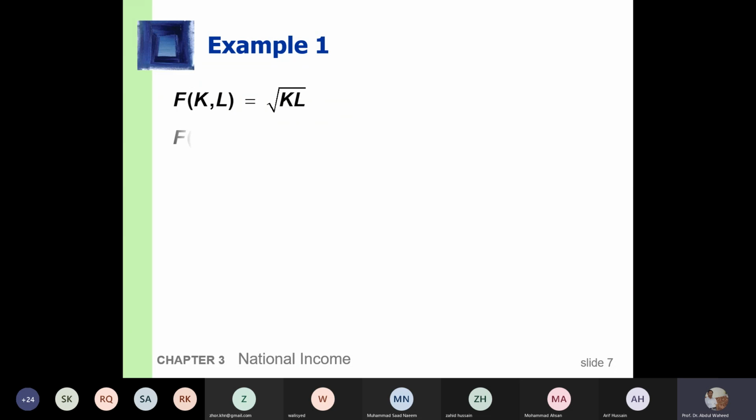We are increasing K by ZK, and L by ZL. Now, this is the output, Y equals F(K, L). Then the question is, by how much will this output increase? I increase K by ZK and L by ZL. So here you can see we have Z here, Z here. They are multiplying. So what will happen? Z into Z will become Z square.